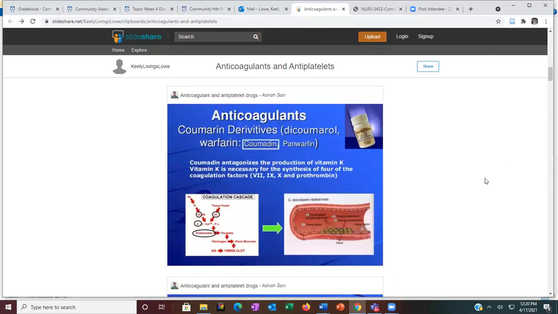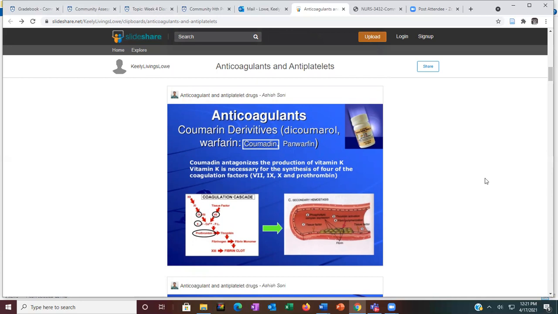Let's look at anticoagulants. When we think about anticoagulants, I want you to think about three major categories. One is Coumadin or warfarin. One is heparin or Lovenox, which is a derivative of heparin. And one is the new 10A inhibitors.